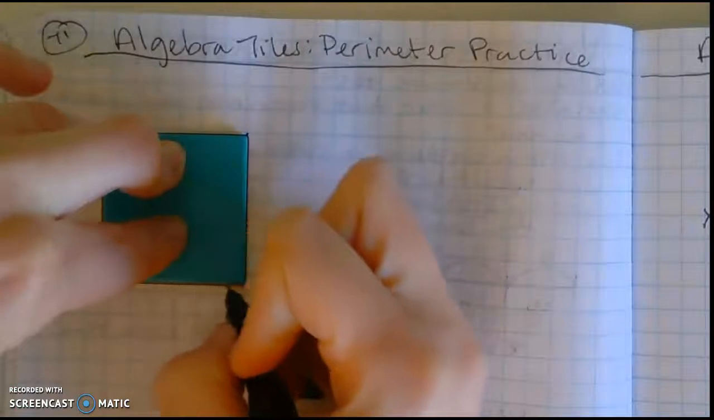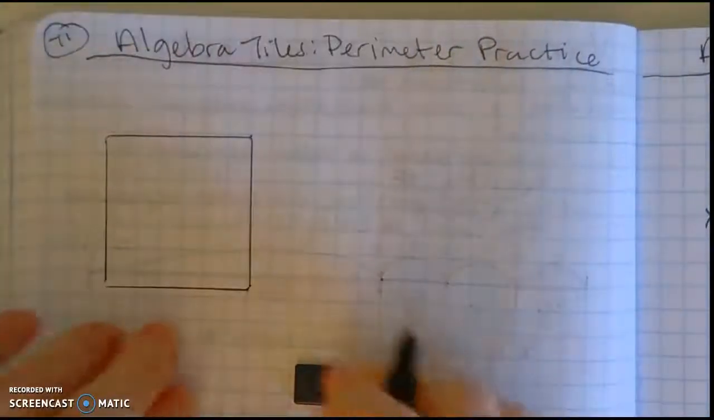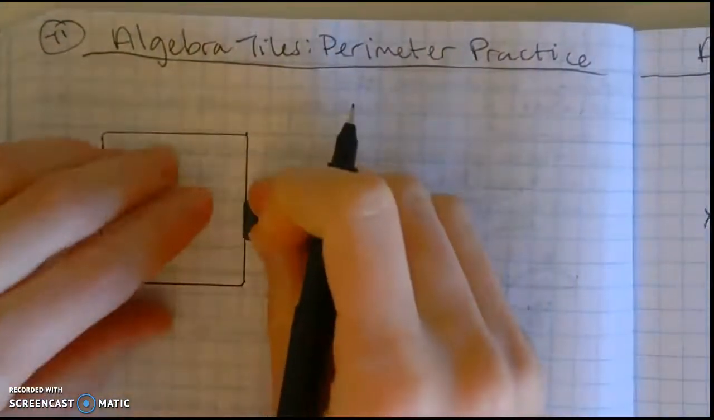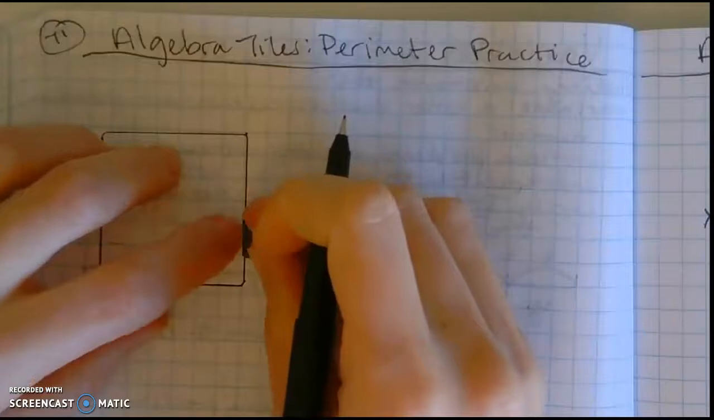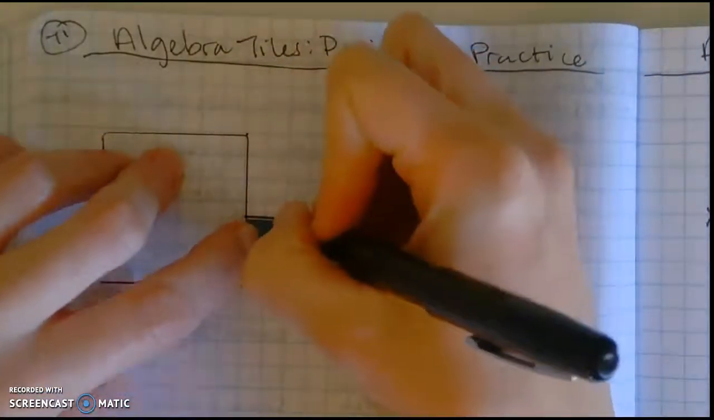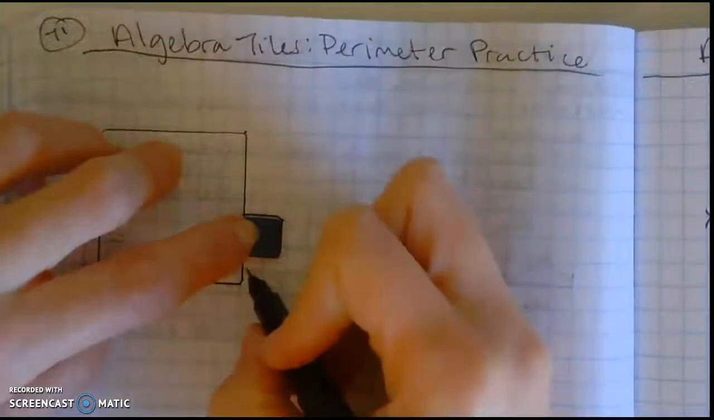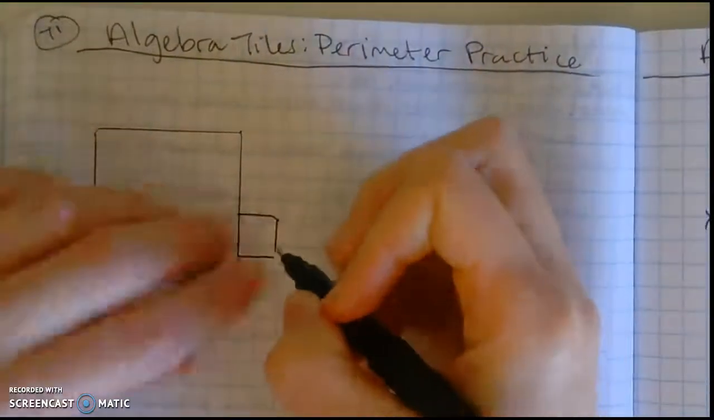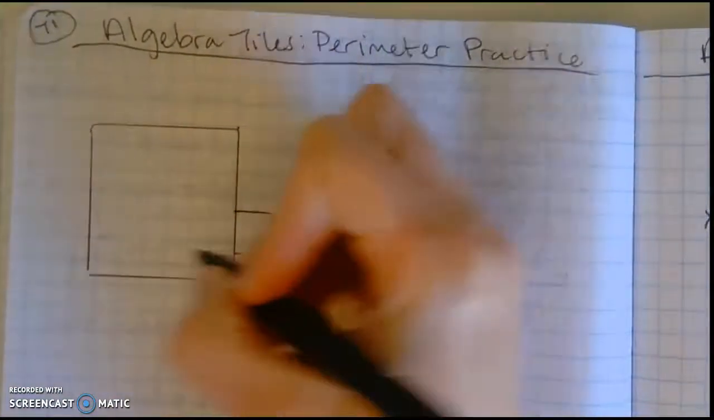So I have my X squared tile right there, and now I'm going to put my 1 tile somewhere along there. Doesn't really matter where. And I'm just going to trace those other 3 sides. Okay. It's not the best tracing, but it's not the worst either.